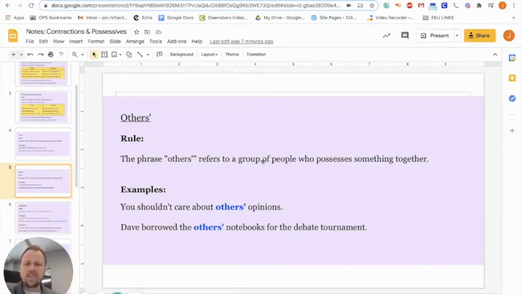Now the question is, why does it go at the end of the word? When you have a plural word like others, which means a group of more than one person, that S is on there because of the plurality, so we put the apostrophe at the end, okay? So you shouldn't care about others' opinions. That would have an apostrophe at the end because they own opinions. Just remember that with others, the apostrophe goes at the very end. Dave borrowed the others' notebooks for the debate tomorrow. They own the notebooks, so an apostrophe.